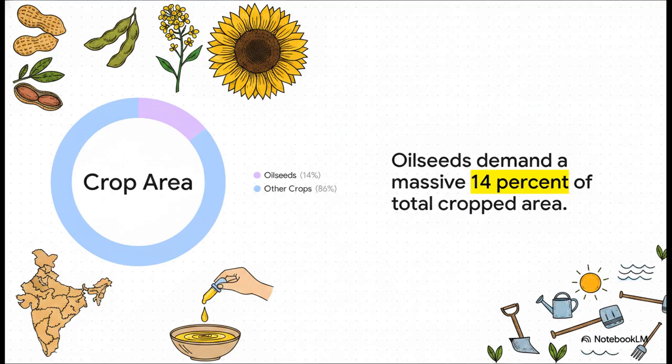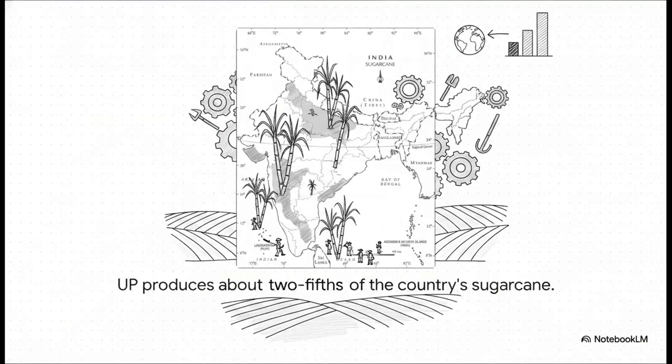It really puts into perspective just how much of our arable land is dedicated simply to extracting the edible oils we use literally every single day. And then when we look at highly specialized crops like sugarcane, the geographical concentration is just wild. Notice the heavily shaded region of Uttar Pradesh here.